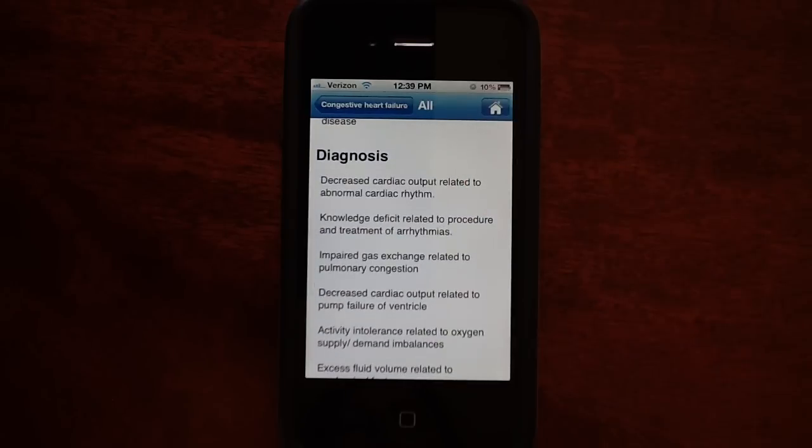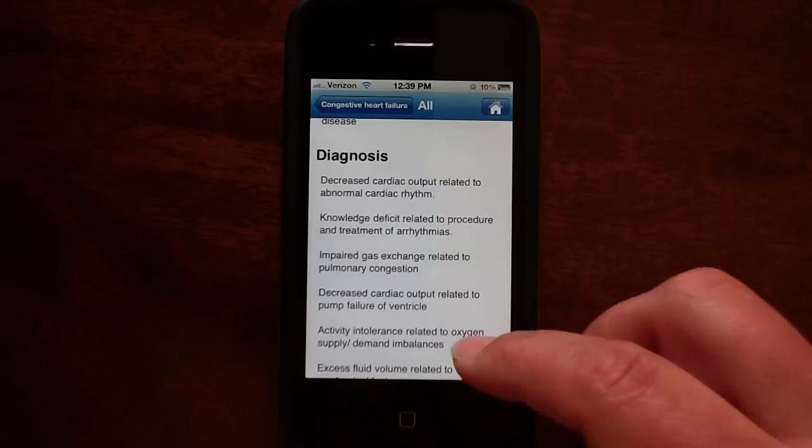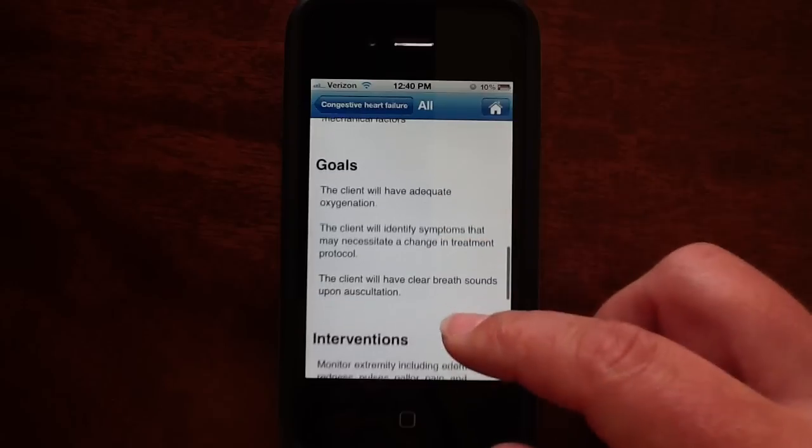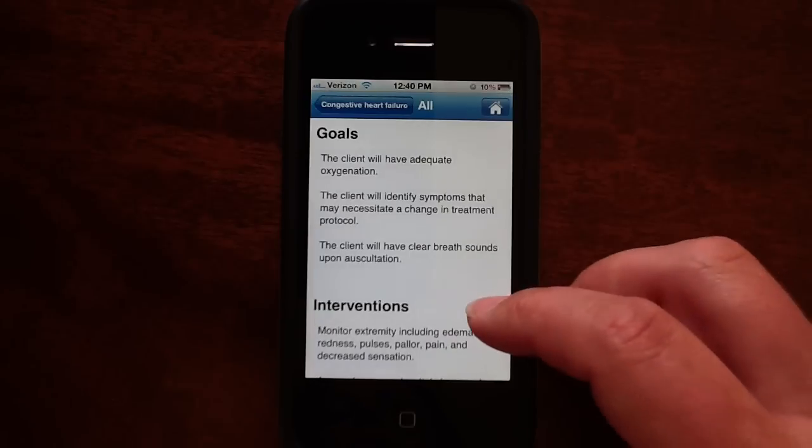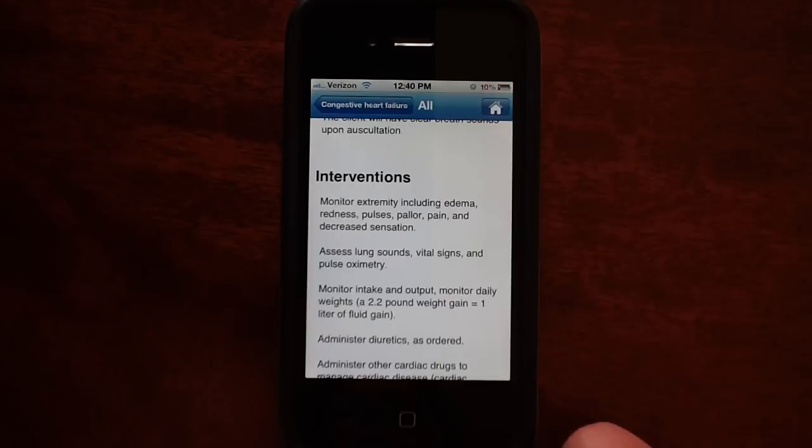Nursing diagnosis statements or problem statements are a way to focus our care plan. And certainly we would have to individualize this for the client that we are caring for. But here in this application, we have some sample nursing diagnoses that might apply to a patient that has congestive heart failure. If we scroll down, we have client-centered goals. Client-centered goals are necessary to direct the care that we give our patients. And then, of course, finally, the interventions that we do for our clients with congestive heart failure.